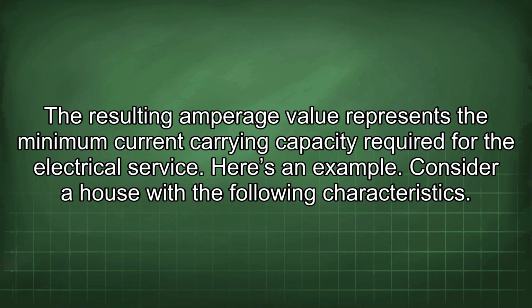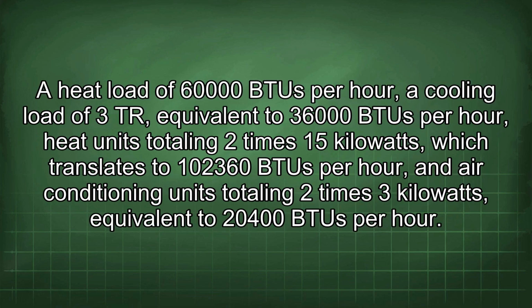Here is an example. Consider a house with the following characteristics: a heat load of 60,000 BTU per hour, a cooling load of 3 TR, equivalent to 36,000 BTU per hour, heat units totaling 2 times 15 kilowatts, which translates to 102,360 BTU per hour, and air conditioning units totaling 2 times 3 kilowatts, equivalent to 20,400 BTU per hour.